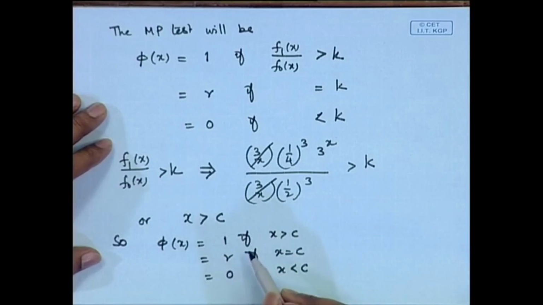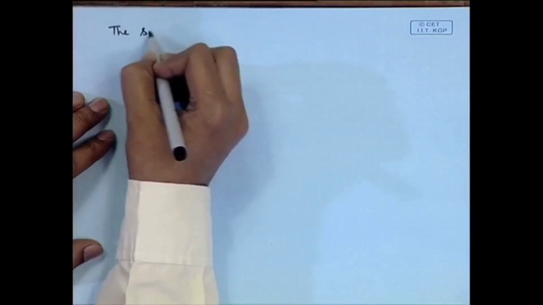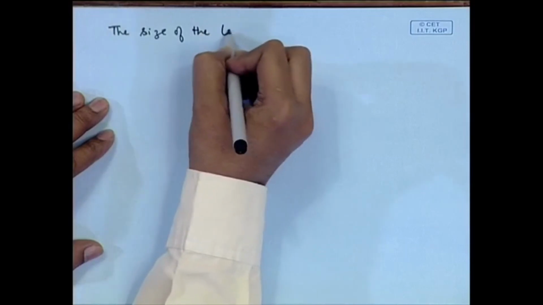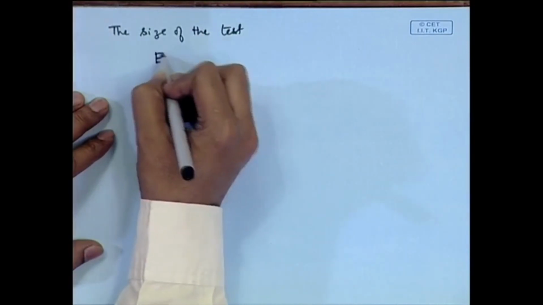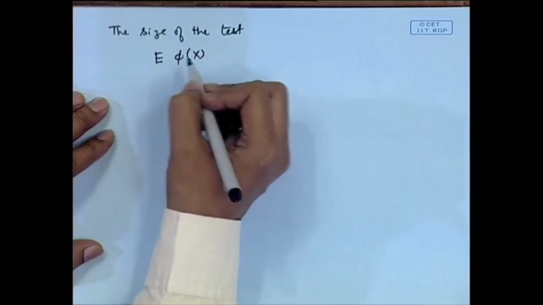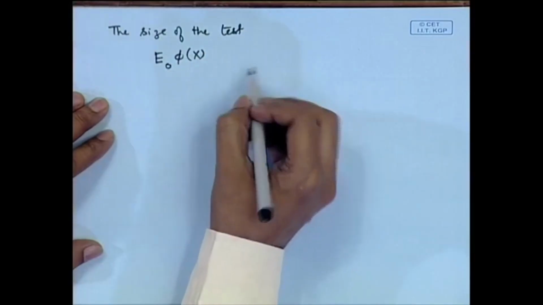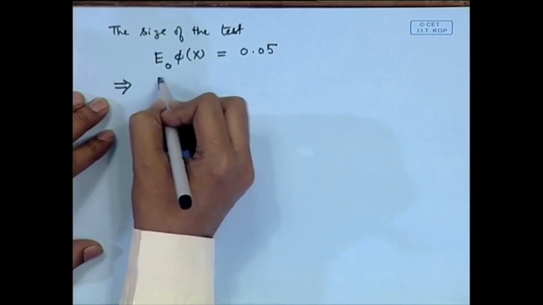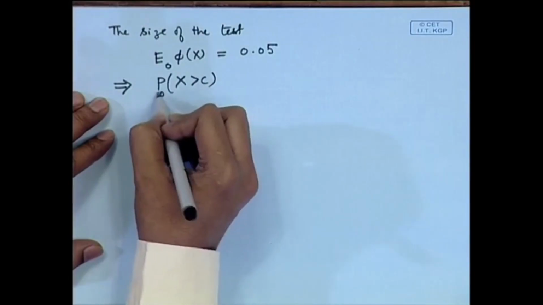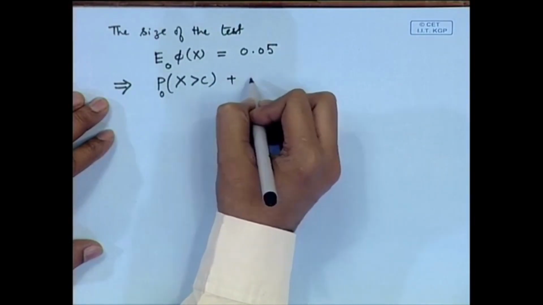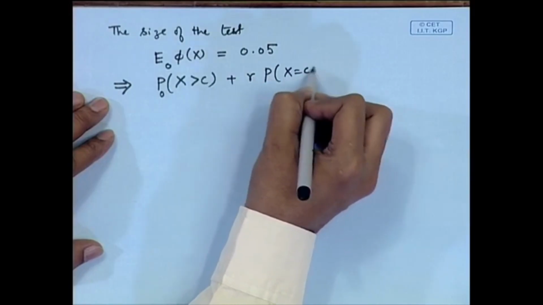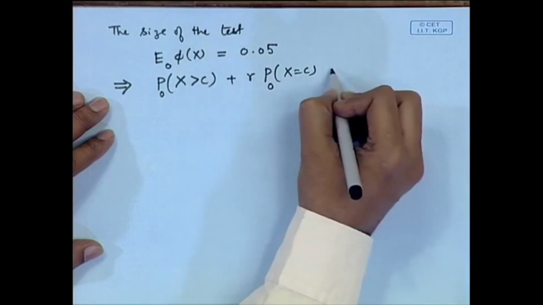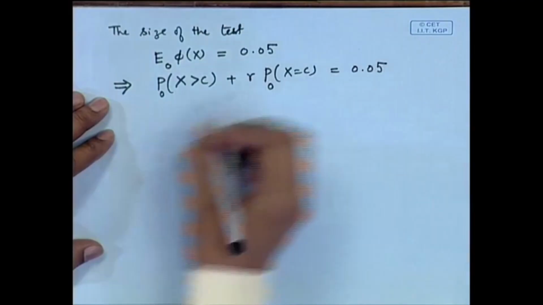Now, the size of this test must be equal to α, that is 0.05. So, if we put that condition, the size of the test, that is the expectation of φ(x) when the null hypothesis is true, is equal to 0.05. So, this value is equal to the probability of x greater than c when p is equal to half, plus γ times the probability x is equal to c when p is equal to half, that is equal to 0.05.